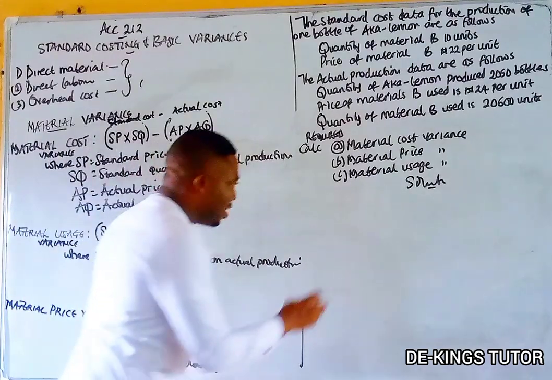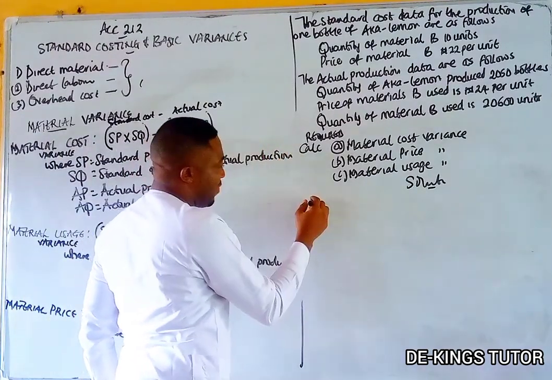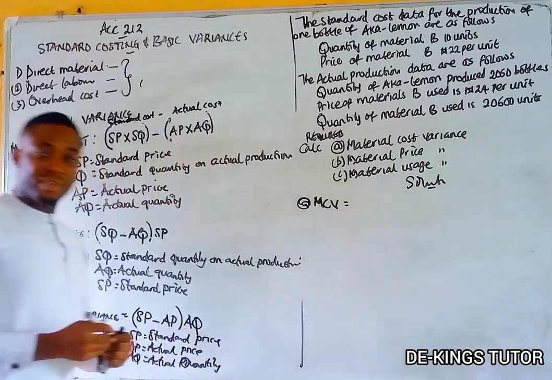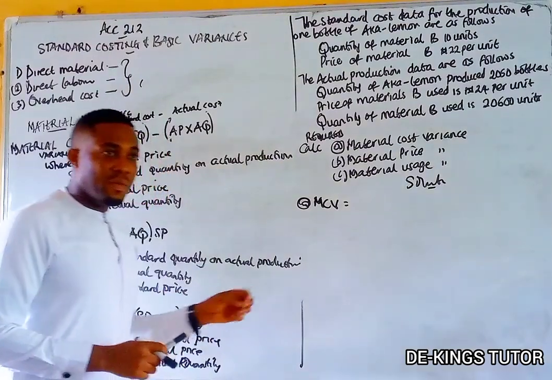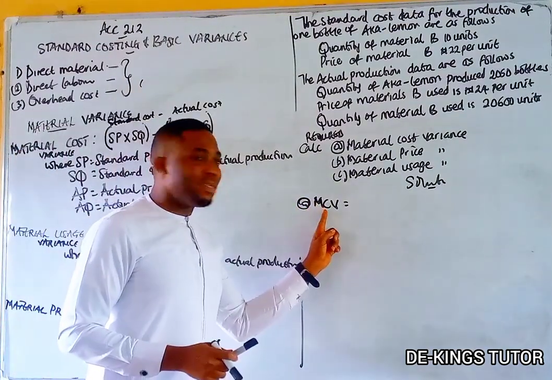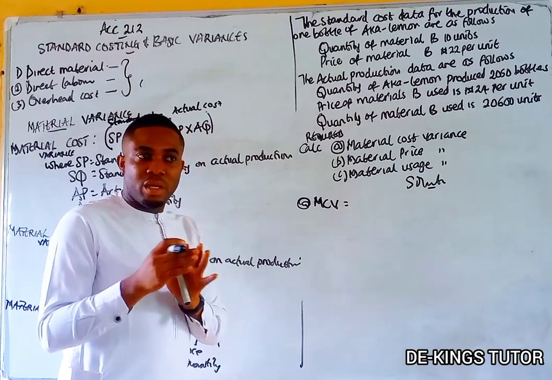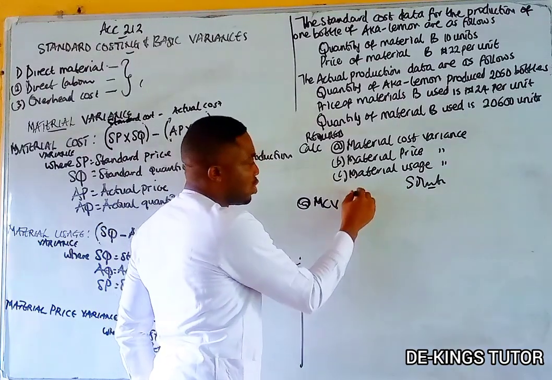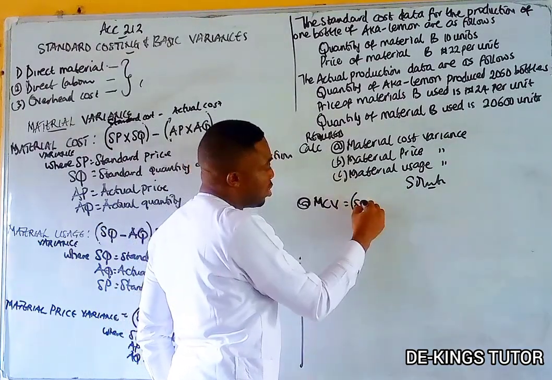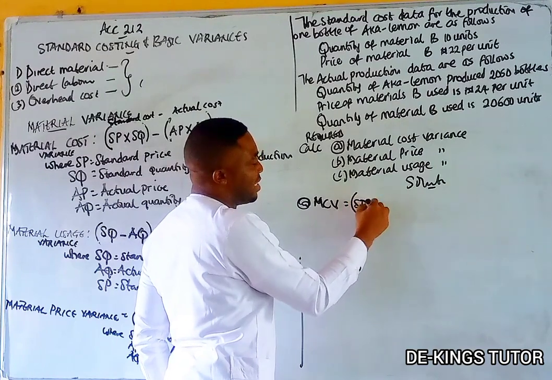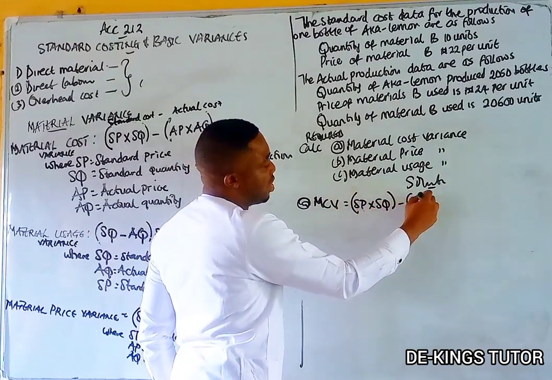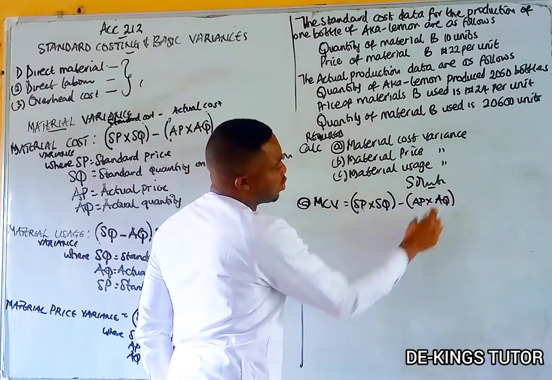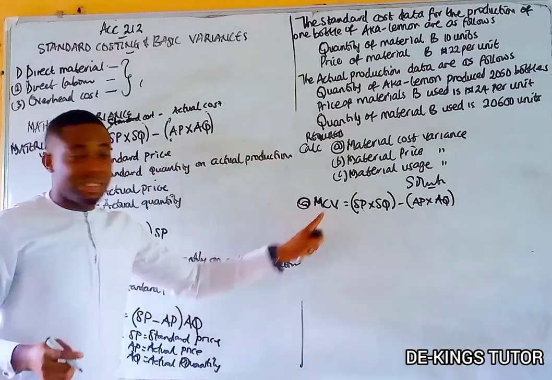Now using our formula, we have the first one, which is MCV. In case you see an abbreviation, MCV means material cost variance. Material cost variance is the difference between the standard cost and the actual cost. The standard cost is standard price times standard quantity, minus actual price times actual quantity. The difference will give us the material cost variance.